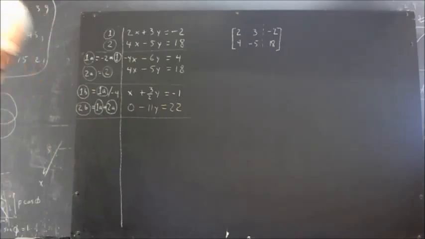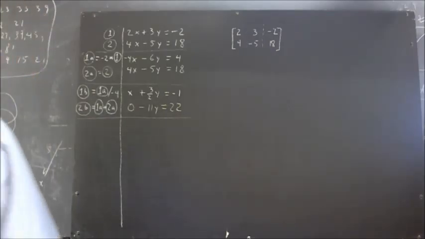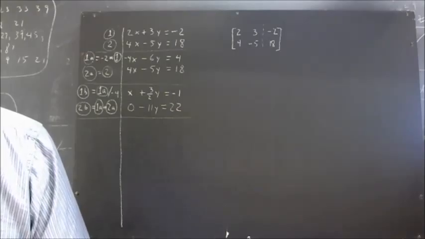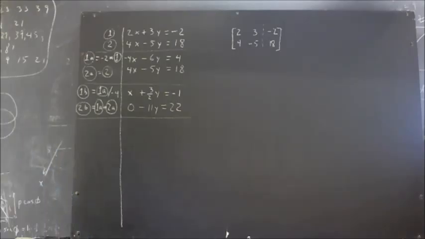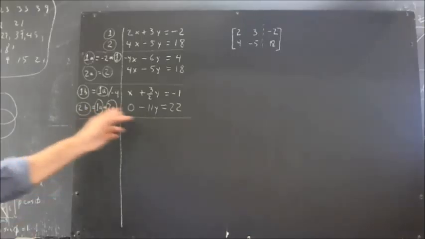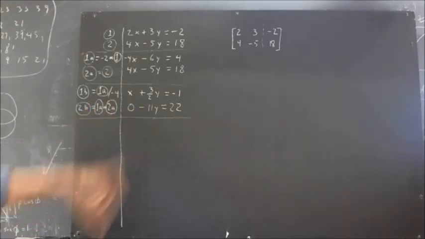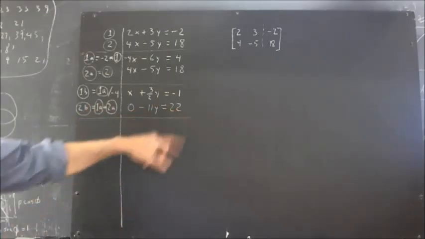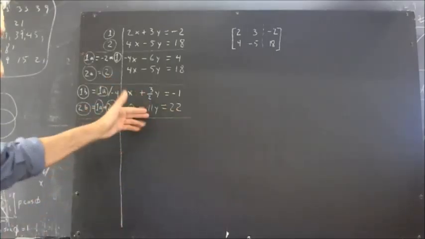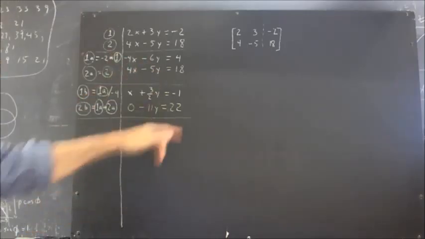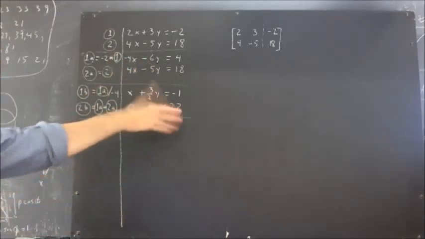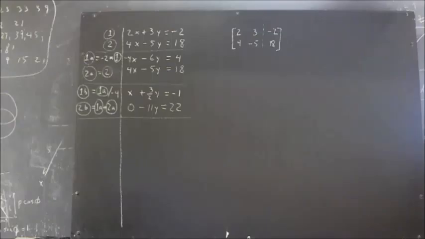Now, in the next step, all we're going to do is divide the second equation by negative 11. And of course, you see what's going to happen there. We're going to solve the second equation, and we're going to get, of course, y equals negative 2. That's really straightforward. And again, you've solved that equation. You've seen that. We're going to leave the first equation alone.